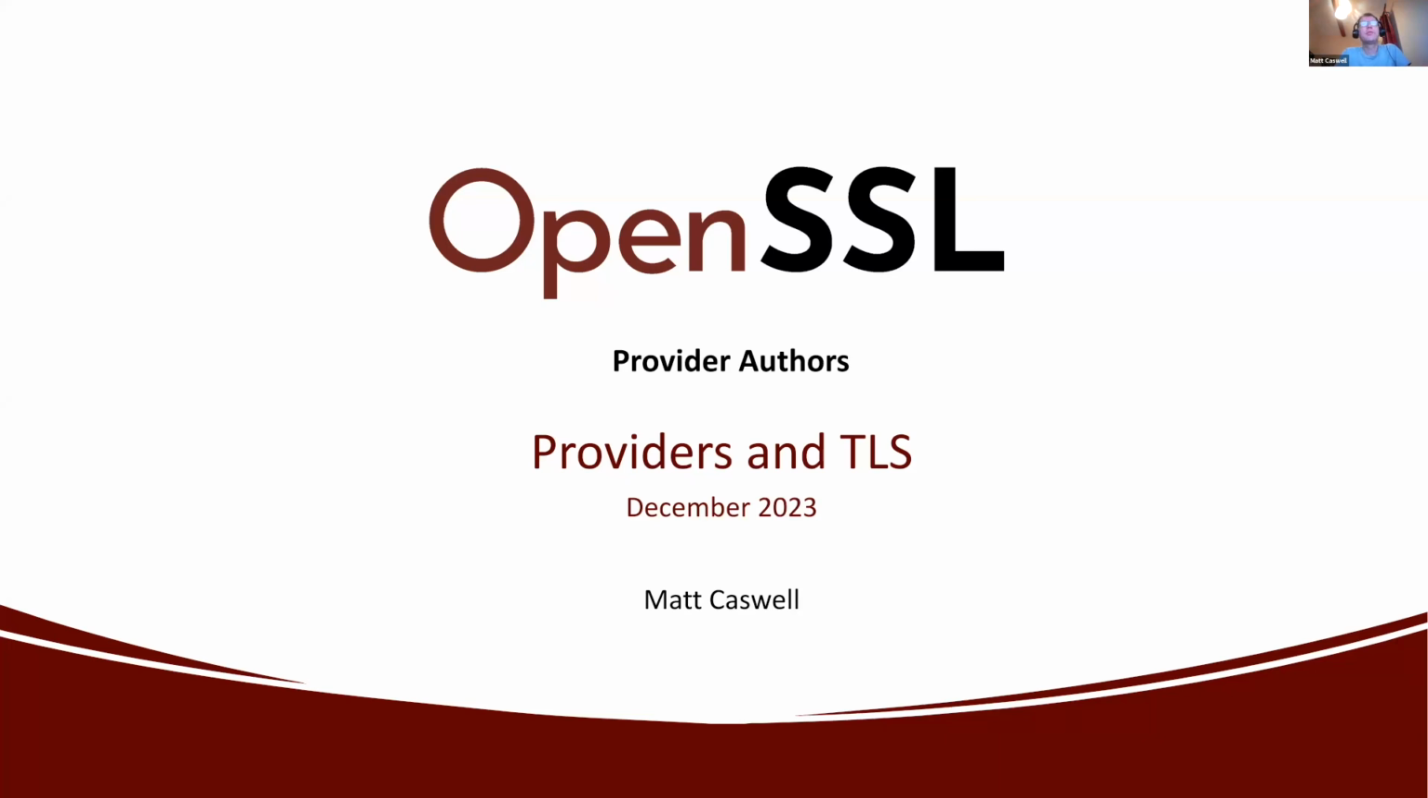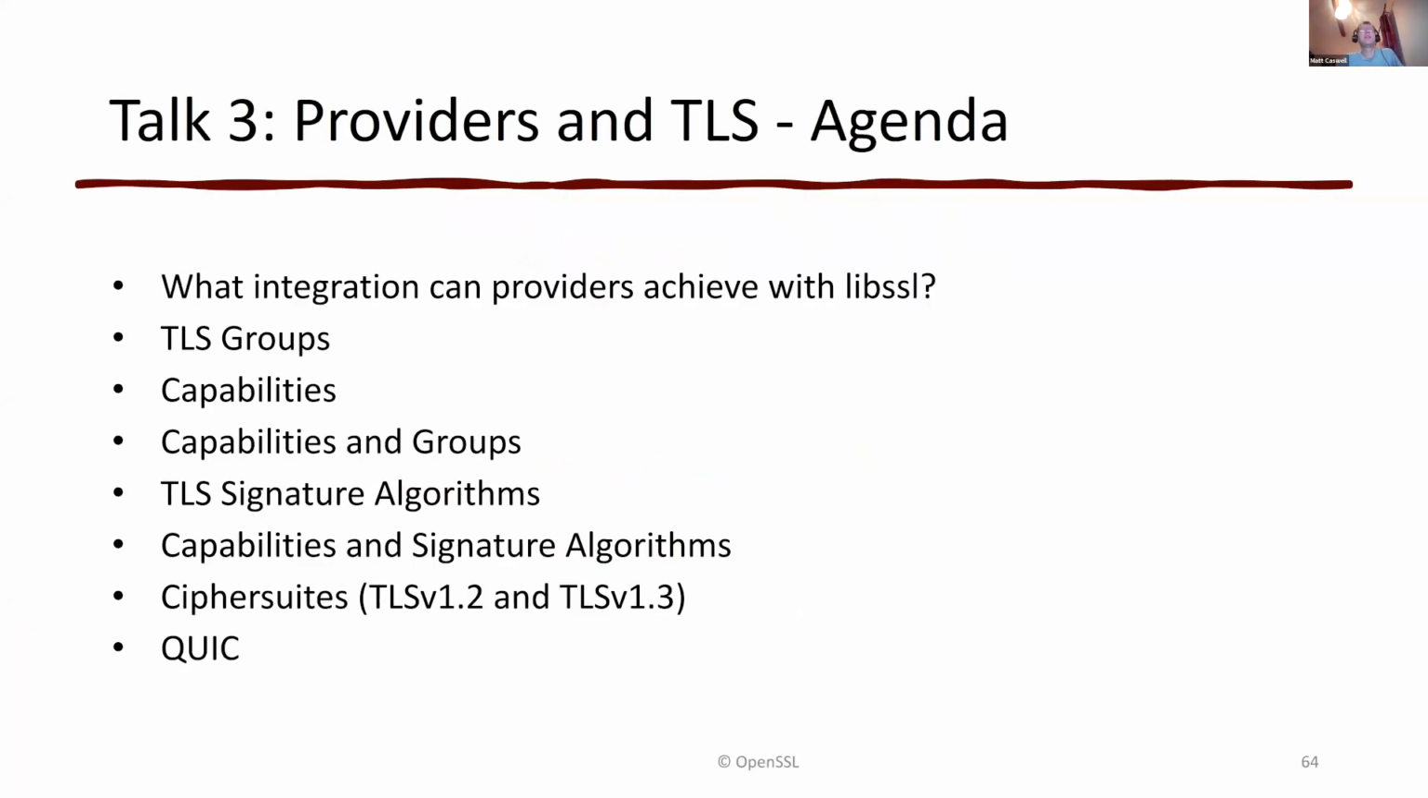So I'm going to be talking about providers and TLS. I'm going to cover what kind of integration you can achieve between libSSL and a provider. I'm going to go into a little bit of detail about TLS groups and what they are. I'm going to talk about the provider feature that we call capabilities, and then cover how you can use capabilities to implement TLS groups. Then we're going to do the same for signature algorithms, just talk about what they are, and then how you can apply the capabilities concept to implement signature algorithms in your providers.